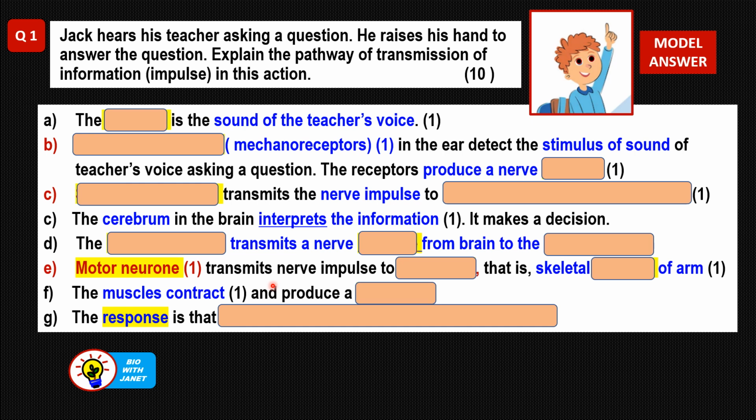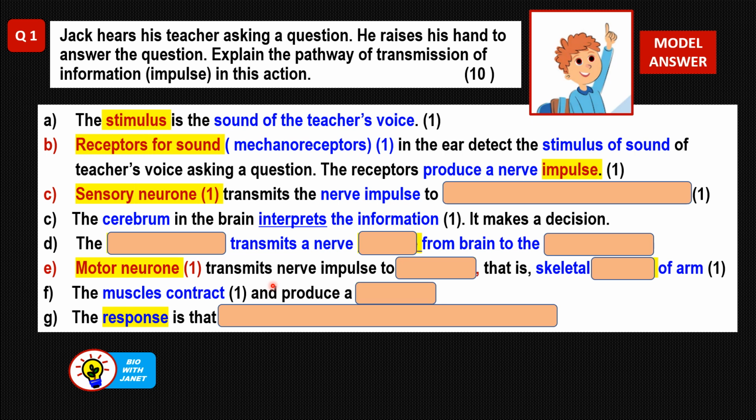Now, what is the sound of the teacher's voice? Yes, the stimulus. So you must be able to identify the stimulus, right? The sound of the teacher's voice, asking the question. Now, what is it in the ear that detects the stimulus of sound? Yes, it is the receptors for sound, which are actually the mechanoreceptors. So, receptors for sound in the ear detect the stimulus of sound of teacher's voice, asking the question. The receptors then produce a nerve what? Impulse, correct.